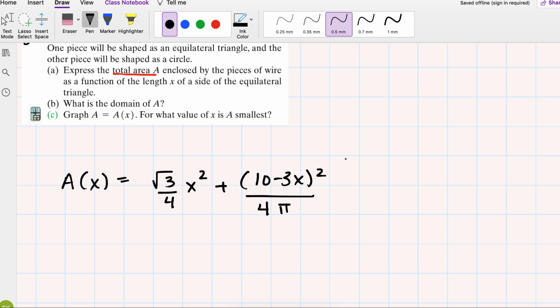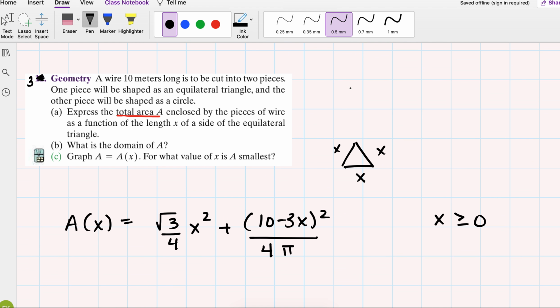Because, for example, this length x is a length of a side of a triangle, and triangle sides cannot be negative. Remember this length x? Well, there's no such thing as a negative length of a triangle. So first off, x definitely has to be greater than or equal to 0. Now remember how we made x, these lengths of this triangle. We cut a 10-meter wire. We made some kind of cut, and this piece right here was 3x.